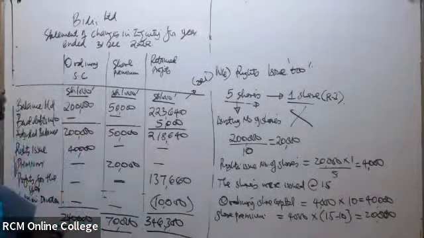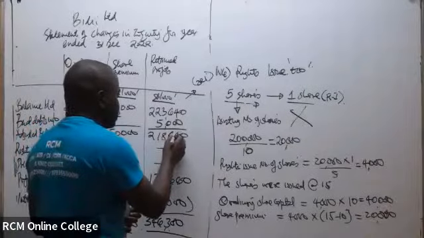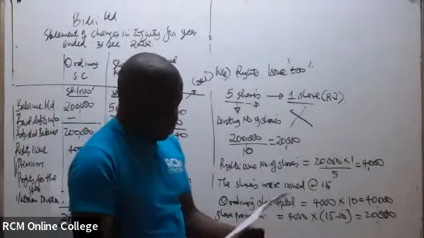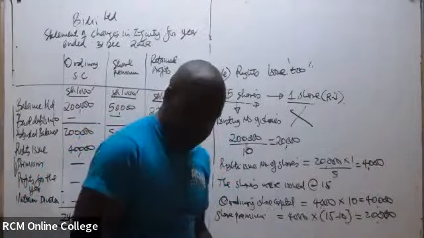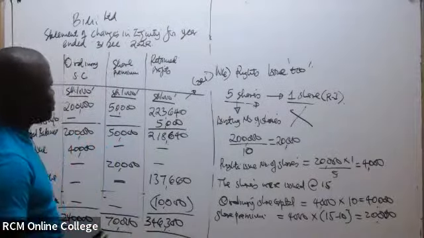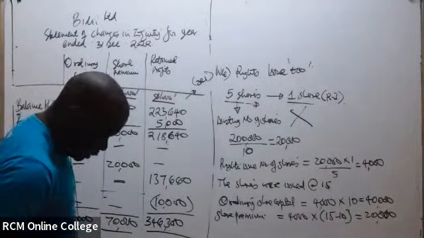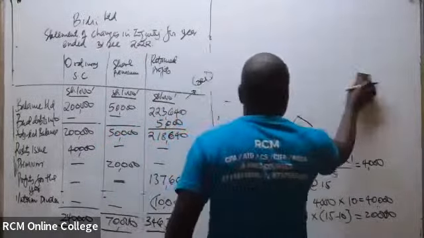Your statement of changes in equity. So now we can look at the last item, which is actually the statement of financial position. But before we look at that, we can do another working.